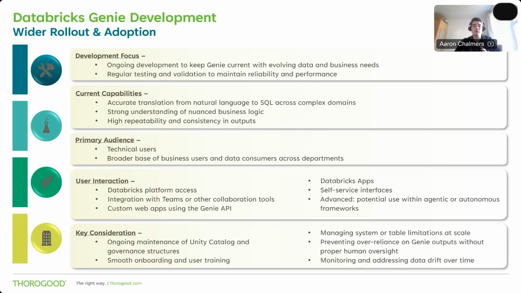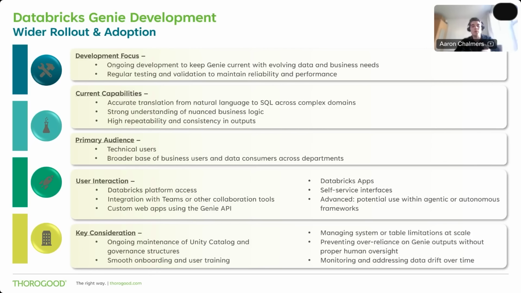A smooth onboarding process and user training can help tackle any potential user concerns and highlight to people the potential abilities and limitations of the product, maximizing correct utilization and adoption. Other considerations include managing system or table limitations at scale. It is currently recommended that Genie only uses a maximum of 5 tables per workspace. This may change in the future as Databricks are currently innovating quickly. However, at this stage, this can be managed through designing domain-specific Genie workspaces for different users.